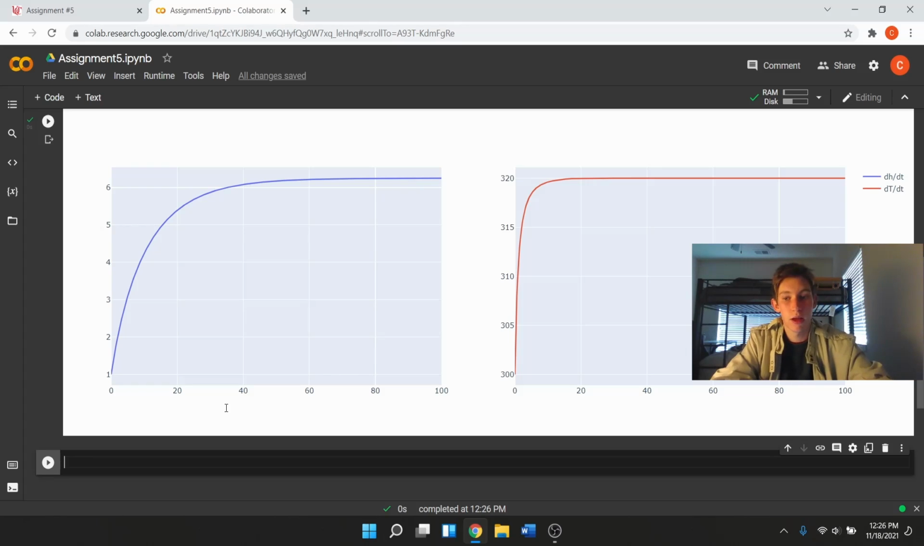And as you can see on the left, this is showing the relationship of the change in height with respect to time, and then on the right side, that is the change in temperature with respect to time. So this is part 1. Our next part, we're going to be looking more at concentrations and everything. So we're going to go back onto my iPad for that one.